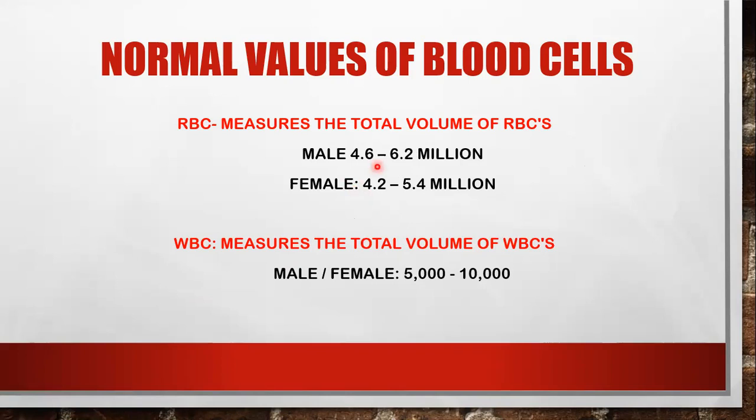How we got that is by saying the lowest in females, which is 4.2, to the highest in males, which is 6.2. That's where we got that normal form. The normal red blood cell count is 4.2 to 6.2 million per cubic millimeter of blood when we do both male and female. We take the lowest number for female and the highest for male for our range, okay?